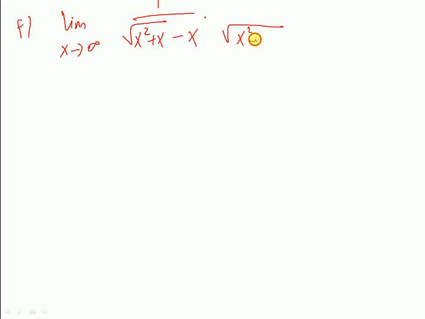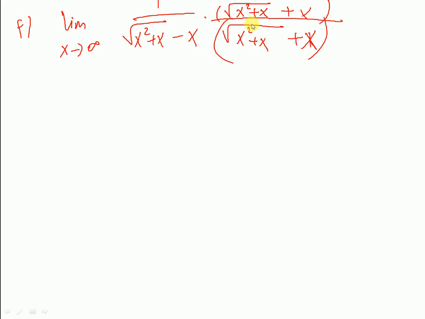Okay, next question. Part F. Limit when x goes to positive infinity of 1 over the square root of x squared plus x minus x. Now we have a radical and minus something. We know that we have to multiply by the conjugate of that. So multiply by changing minus to plus, right? So do the same thing to the top, the square root of x squared plus x, and then plus x.